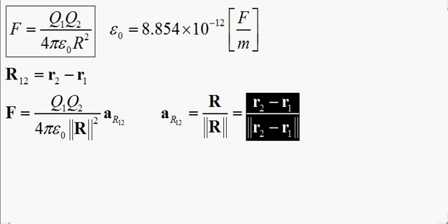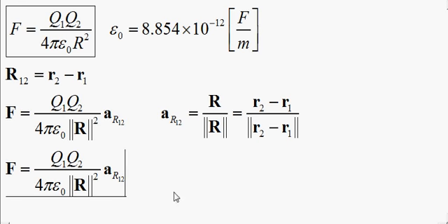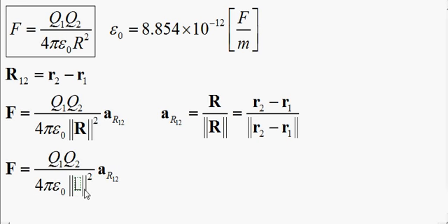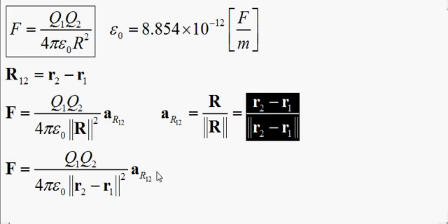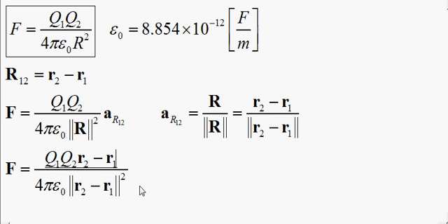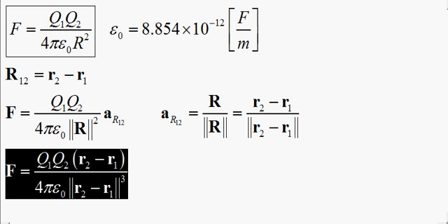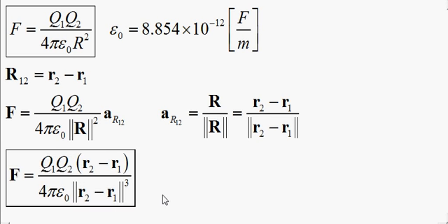Now if we plug this in, first we can replace this R right here by R2 minus R1, and then our A sub R can be replaced with this. And then the denominators in the bottom are going to multiply together and give you a cubed, and that's going to go in the numerator. And here we go. This is the vector form of Coulomb's Law.